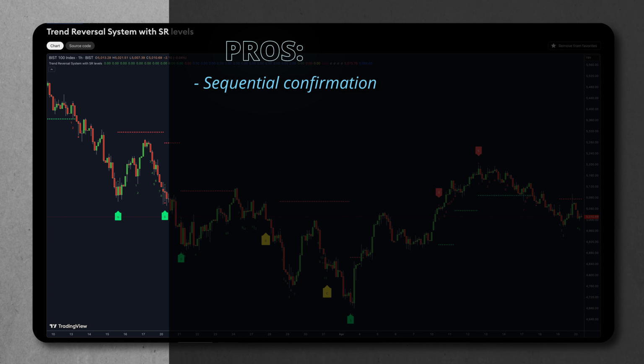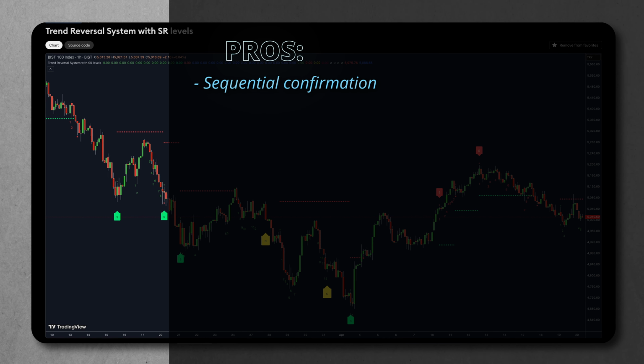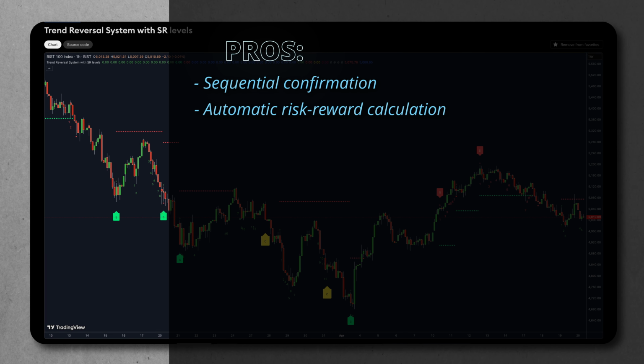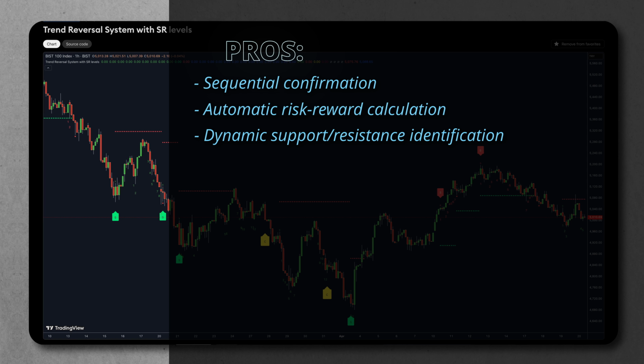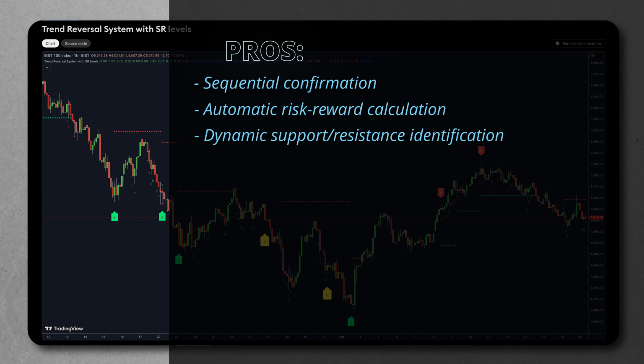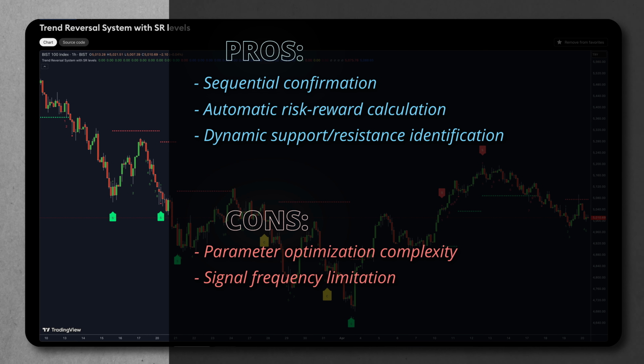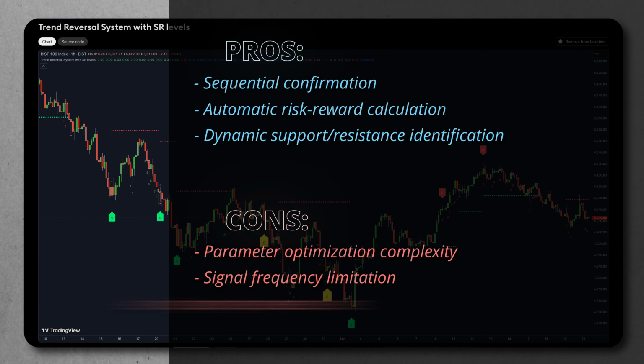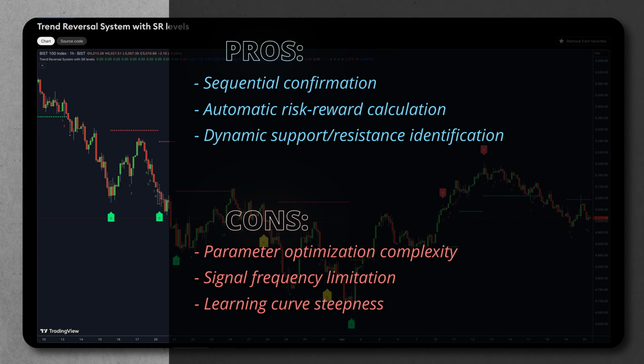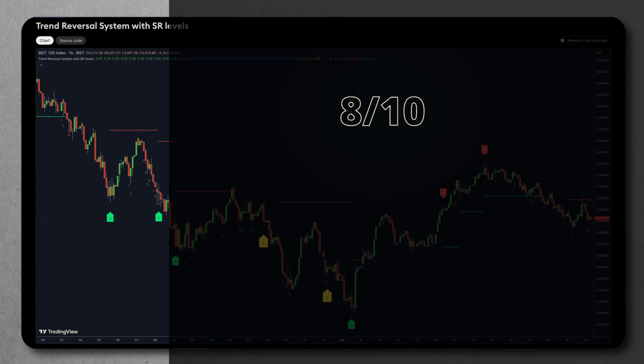Pros: sequential confirmation through dual counting methodology, automatic risk-reward calculation, dynamic support, resistance identification. Cons: parameter optimization complexity, signal frequency limitation, learning curve steepness. Ranking: 8 out of 10.